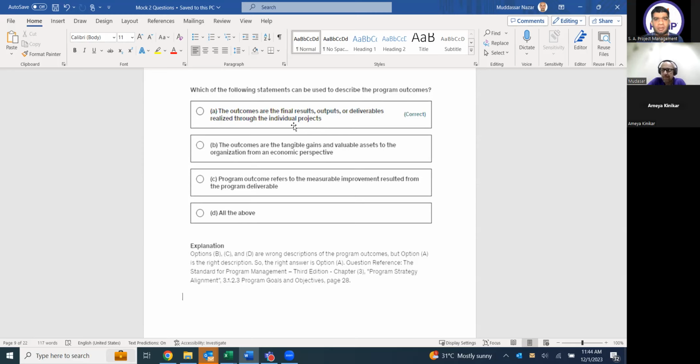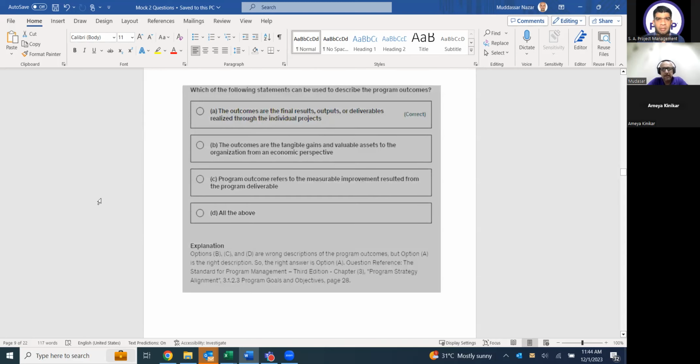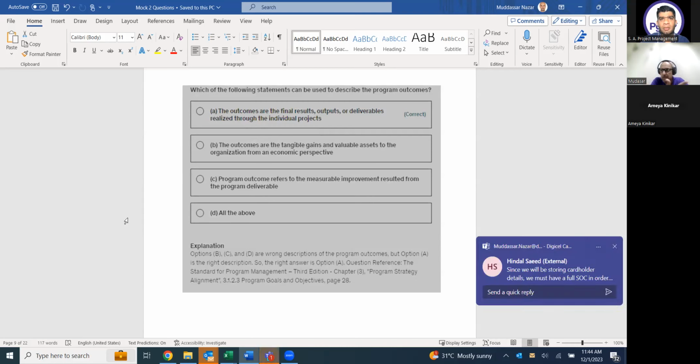Explain why. I will explain. Because the outcomes can be positive or negative, they are not necessarily always positive. And they are always completed through individual components that are completed in a project. And this is a complete answer because it says the final results, outputs, or deliverables realized through individual projects. So this should be the right answer.